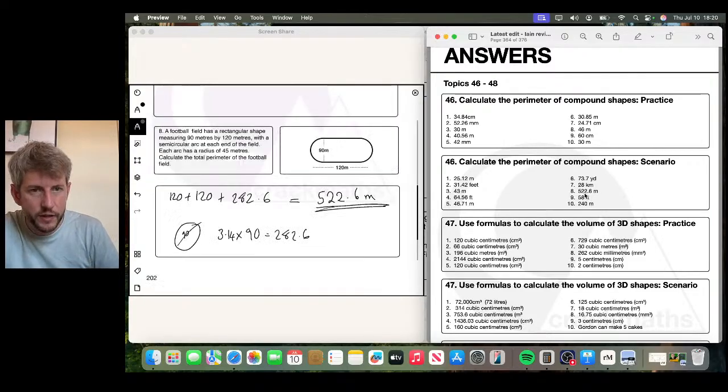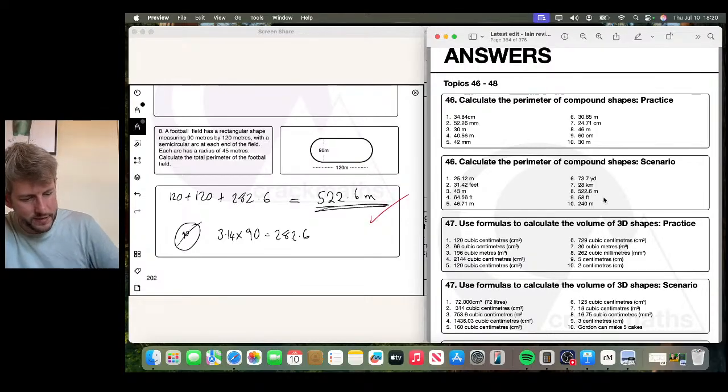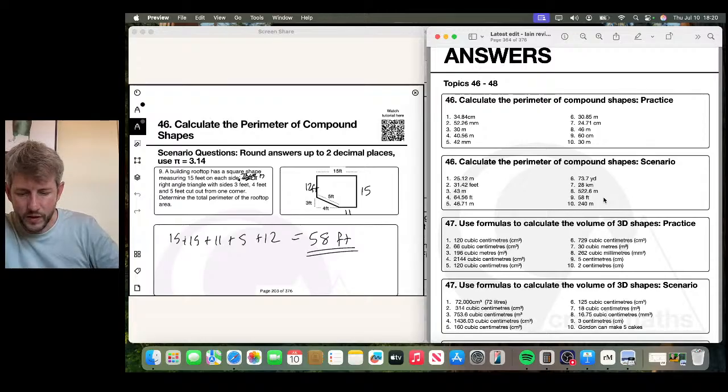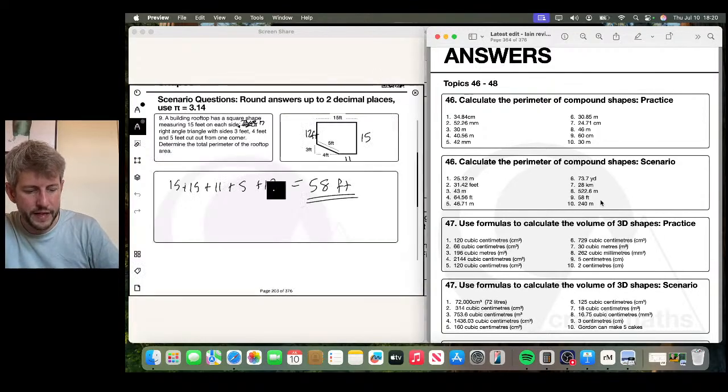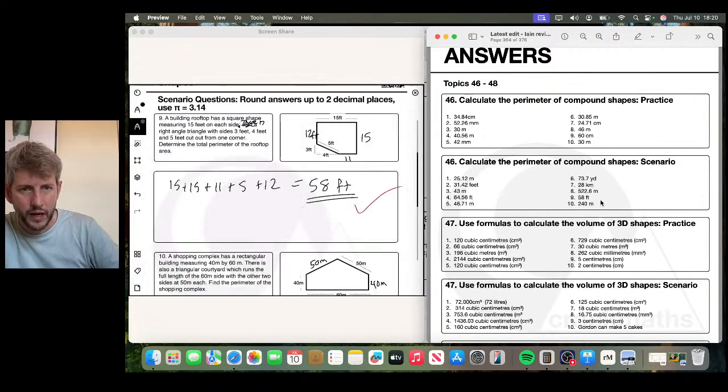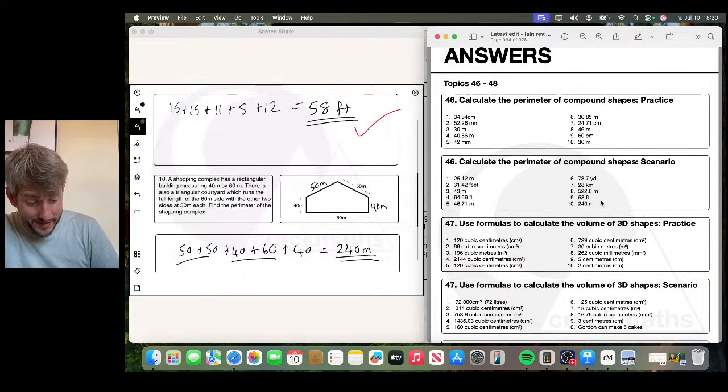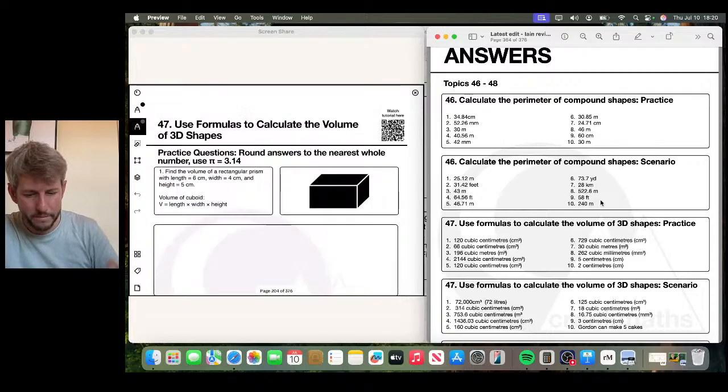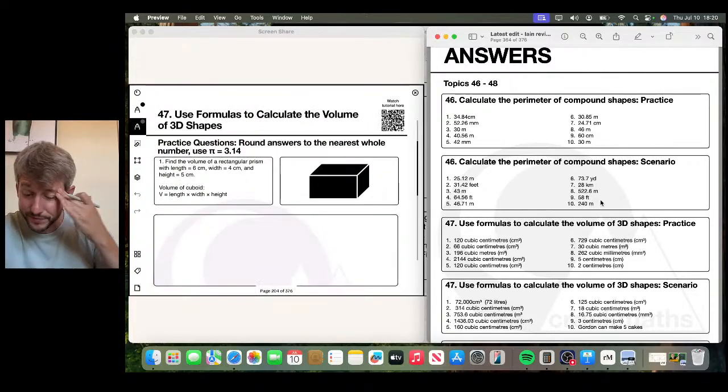Question 8 is 522.6. Yep, that agrees. And then question 9 is 58 feet. And question 10 is 240 meters. Perfect. Right, okay. Let's have a go at question 47.